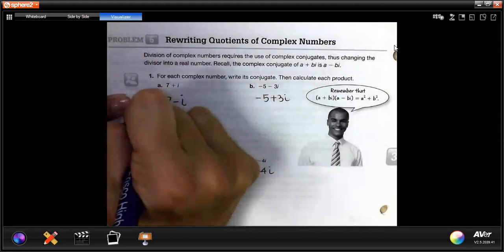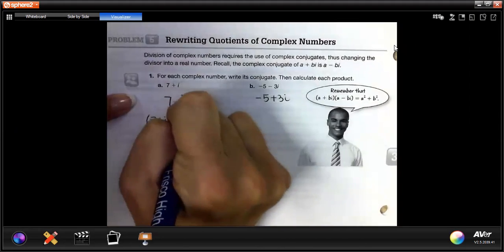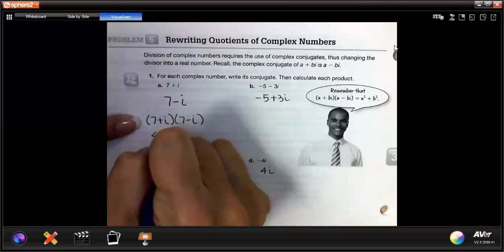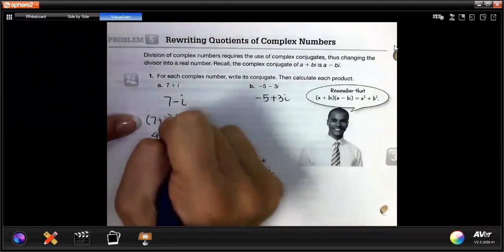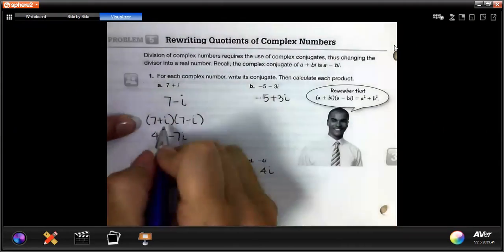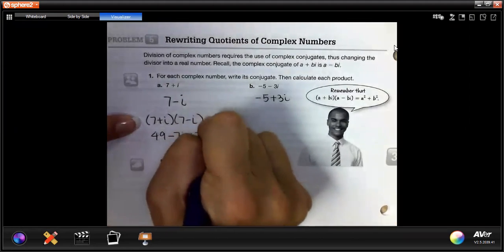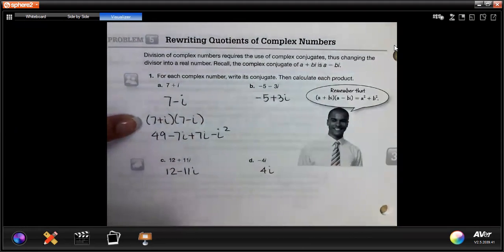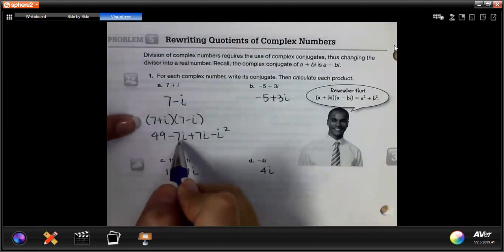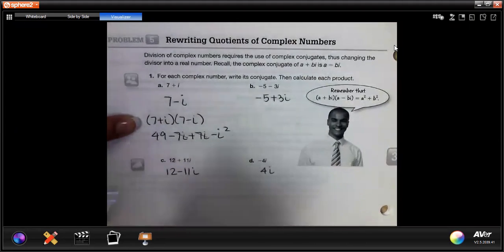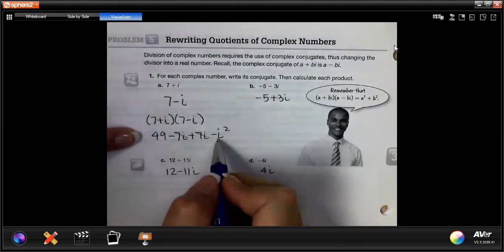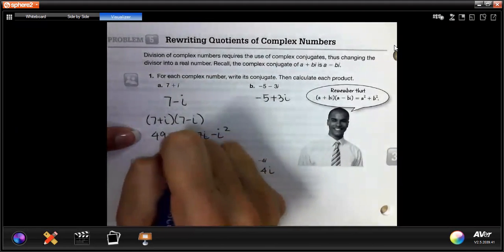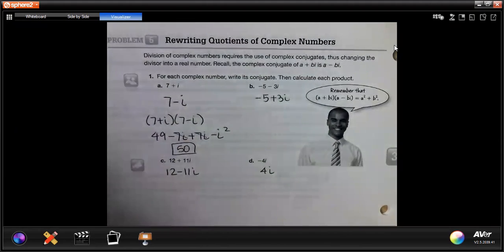So we are going to multiply these two together so you can see what happens when we multiply conjugates together. So 7 plus i times 7 minus i. The 7 times the 7 is 49. 7 times negative i gives us a negative 7i. i times 7 gives us a positive 7i. And i and negative i gives us a negative i squared. This negative 7i and positive 7i cancel. And we learned that i squared is negative 1, so this turns into a plus 1, and we get 50. So we have lost the imaginary part to that.